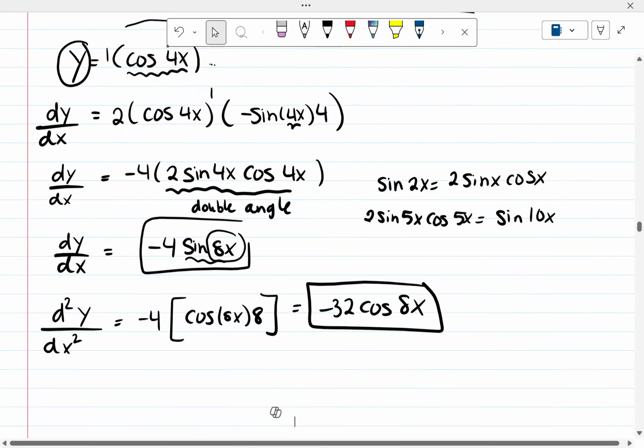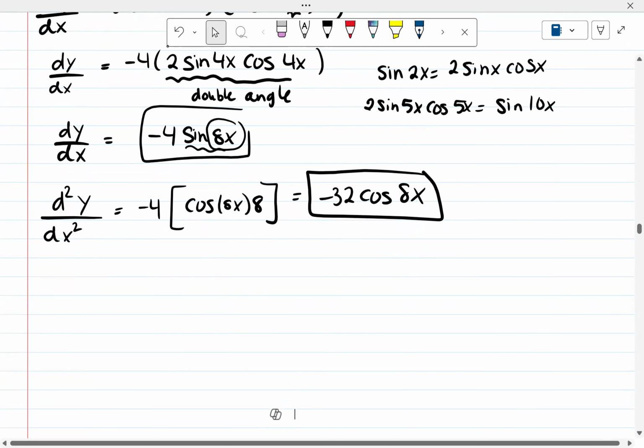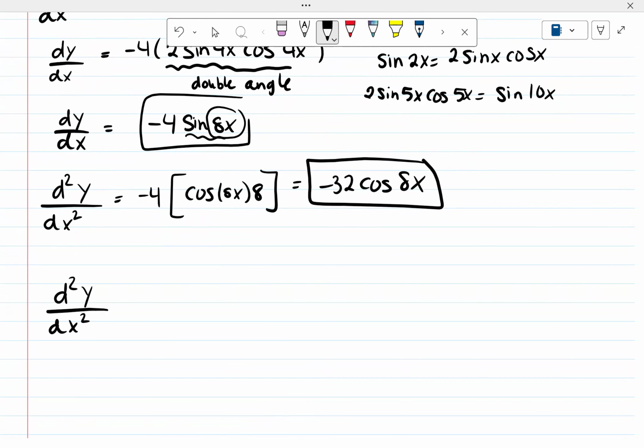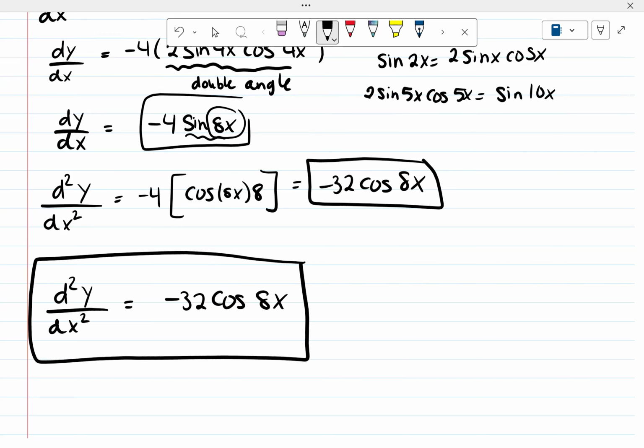Okay, so that is that. So my final answer is going to be -32 cosine of 8x. Okay, let's go from 1 to 14.